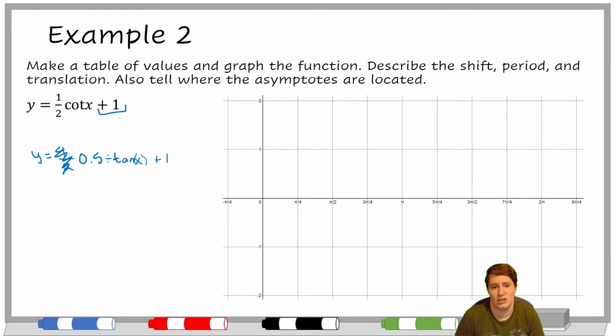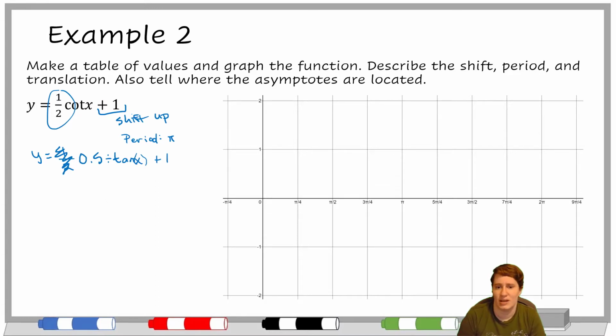This +1 is a shift up. There's nothing in front of x, so the period, I don't think I actually wrote it down on example 1, the period is pi. This 1/2 is making it so our graph's going to go up and down a little bit slower. Most of the graph still looks really similar. It's still going up and down pretty fast towards our asymptotes. So again, I find it hard to communicate the 1/2 part of this, but it's technically doable.